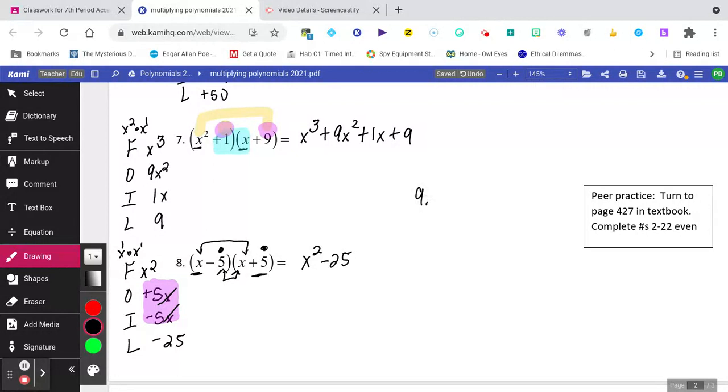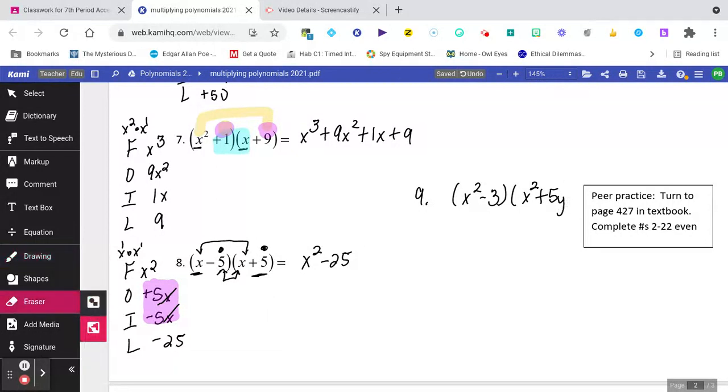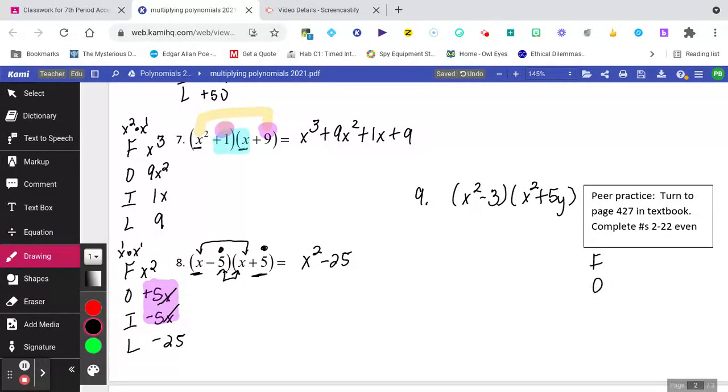I'm going to put one more up here. Okay, and I'm going to put a y. It could be anything. It's a binomial, so you're fine. Okay, let's go with first, outer, inner, and last.